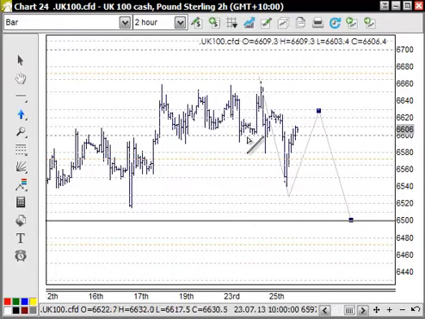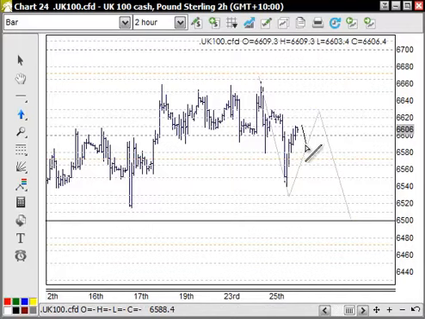That's all possible. So what we need to do is drill in a little bit closer. We know that the closest largest number is the 6,600. We know that that move up there has started off strong. It's getting a bit tired, so it needs to check back in with itself.